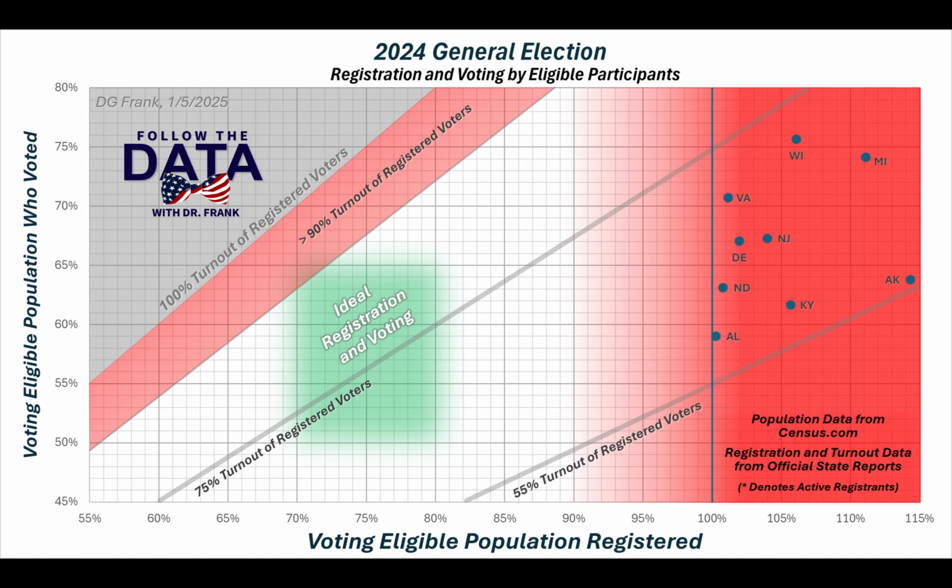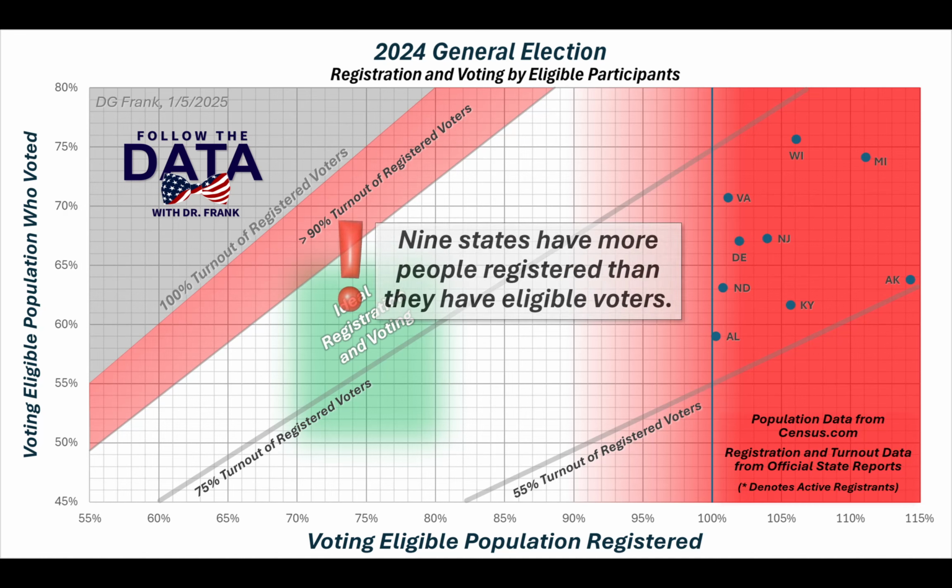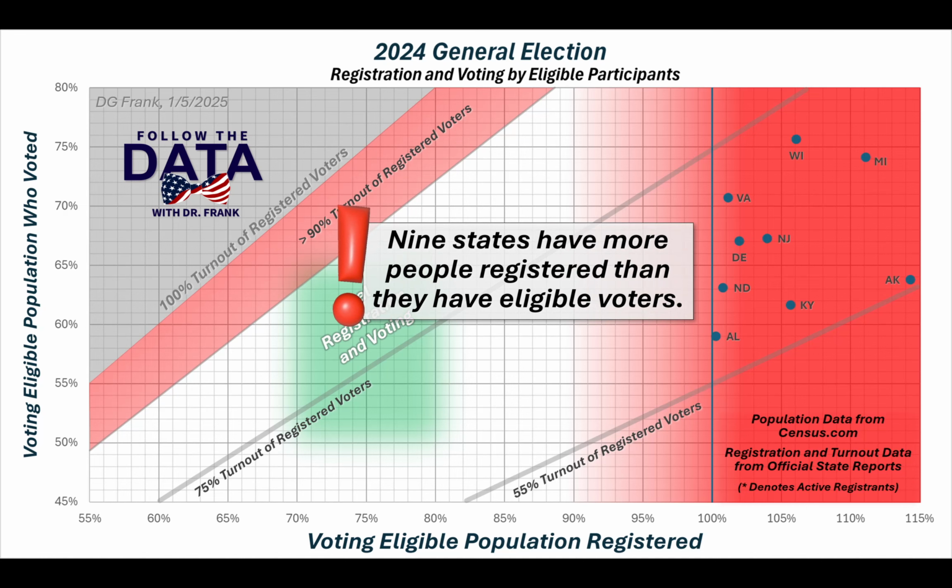The first set of 9 states that I'm showing you here all have more people registered than they have voting eligible population. Obviously, these 9 states must have very dirty voter rolls. You shouldn't have more people in the voter rolls than you even have people. There are other states in a similar situation, but they are currently hiding this fact by only reporting the number of active voters in their rolls. For example, like the state of Maine.